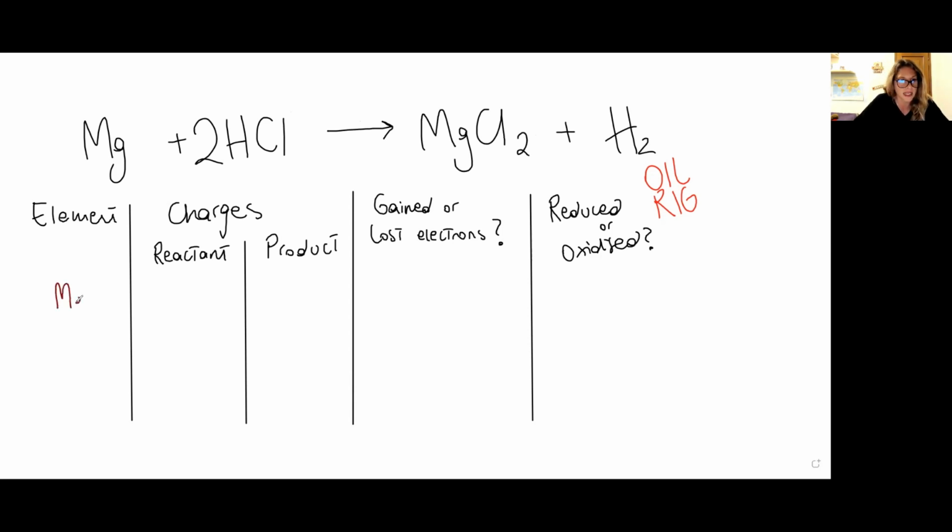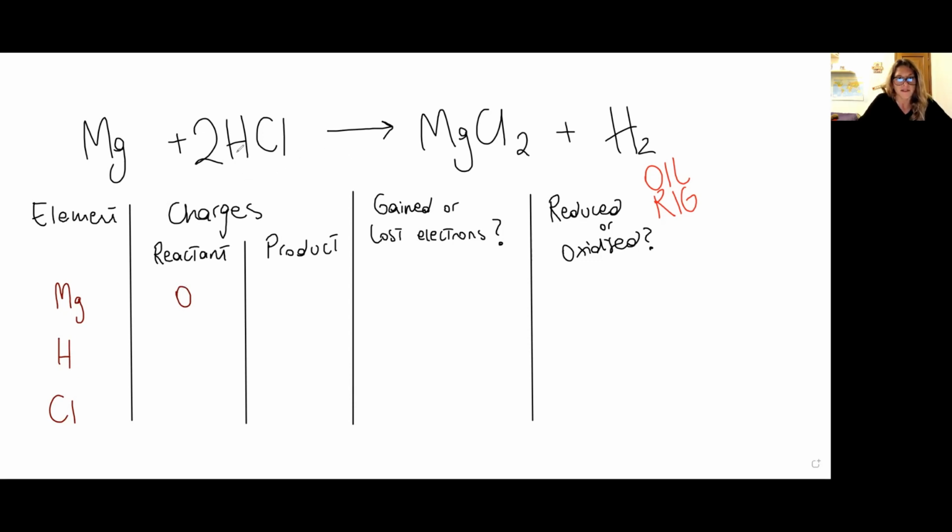So elements: we have magnesium, we have hydrogen, and we have chlorine. Magnesium. How does it start as a reactant? What charge does it have? Well, it's an element on its own, so the charge is going to be zero. Always think, has it lost or gained electrons? Well, no, because there's nothing in that Mg that has lost or gained electrons. So the charge of an element is always zero.